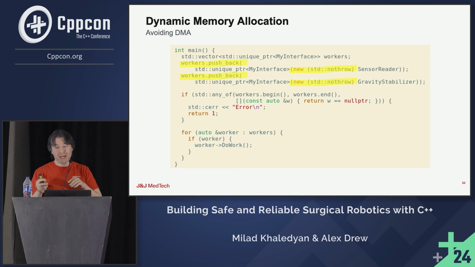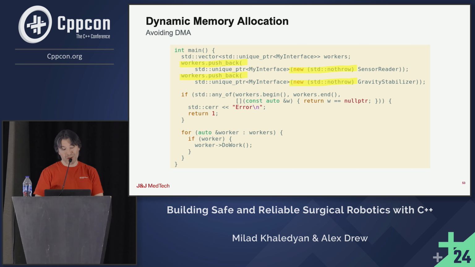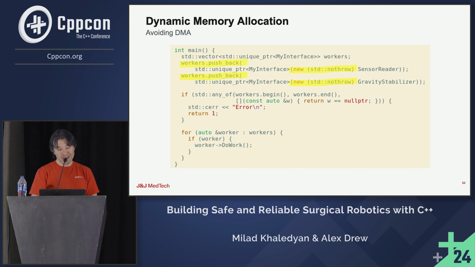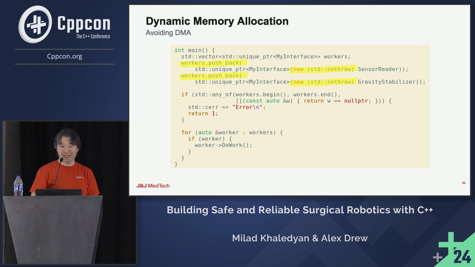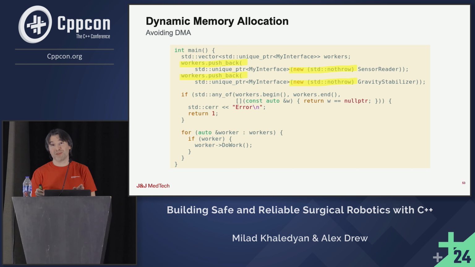Here I'm kind of halfway doing the right thing. I'm saying no throw for my call to new, so I can check the result. But then, of course, vector might still throw exceptions, so I'm not free of that exception world. But then once I get done with that, I have my nice generic loop. I loop through my workers, ask them to do work.